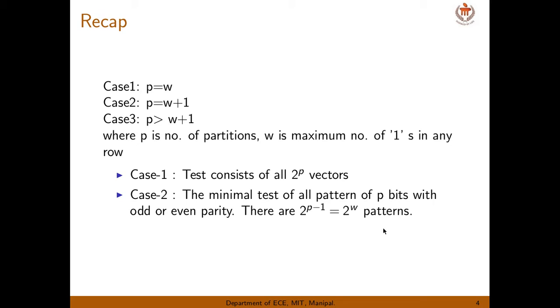Case 2, minimal test of all power. What is case 2? P is equal to W plus 1. There we will have 2 power P minus 1 patterns. We will take an example today, and we will discuss this one particularly.